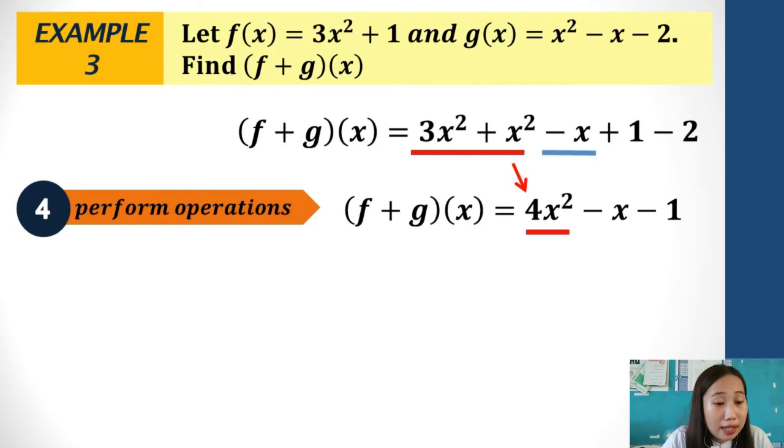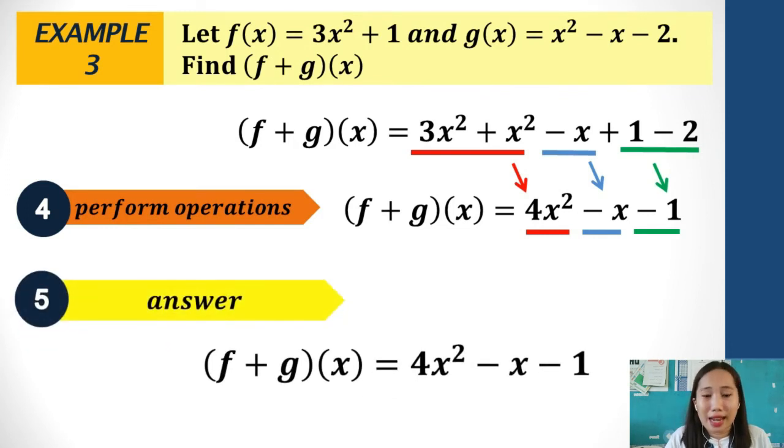Then yung isa, since wala siyang partner, malungkot siya, nag-iisa, parang ako, char. Okay, so magiging negative x pa rin siya. Copy na lang natin siya kasi walang operation na magagawa sa kanya. Next, positive 1 minus 2. So, ilan ba ang positive 1 minus 2 natin? Negative 1. So, ang final answer natin ay f plus g of x equals 4x squared minus x minus 1.